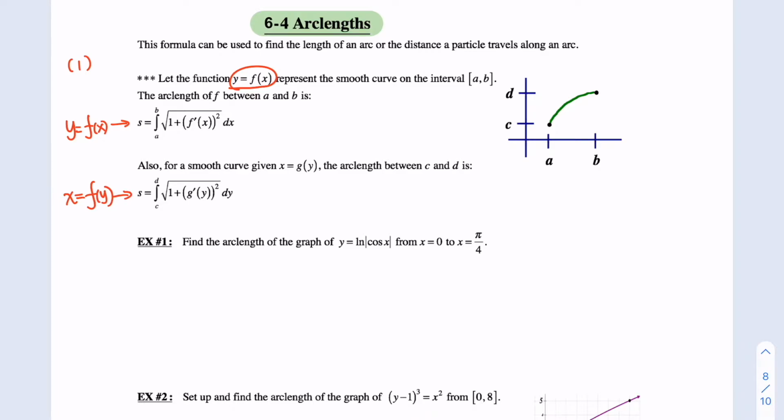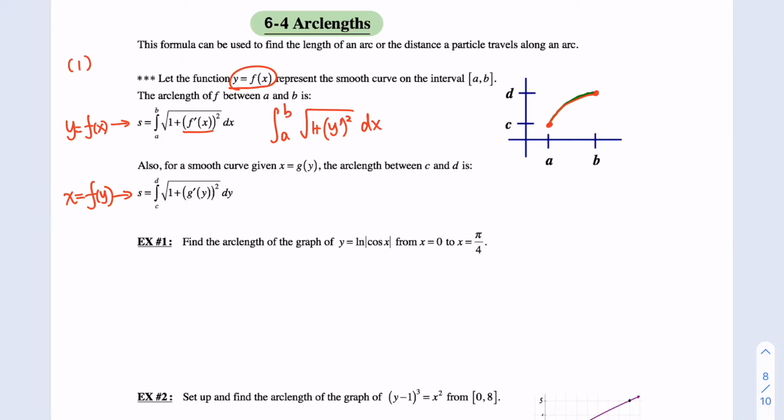So the arc length is given by, x is from a to b, the integral from a to b of the square root of 1 plus y prime squared dx. Don't forget to take the derivative here.